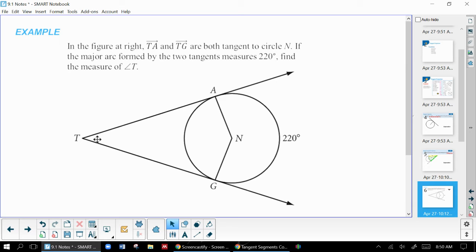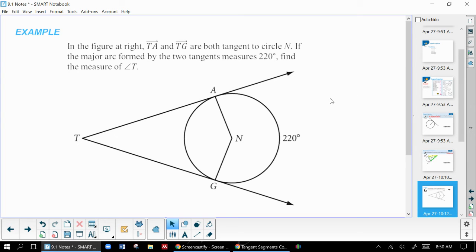So let's just go ahead and look at a few things that we know here. We're interested in angles, so that could help us out. First thing I might look at is this circle. I've got this arc, this major arc at 220. I could use that to find this minor arc.